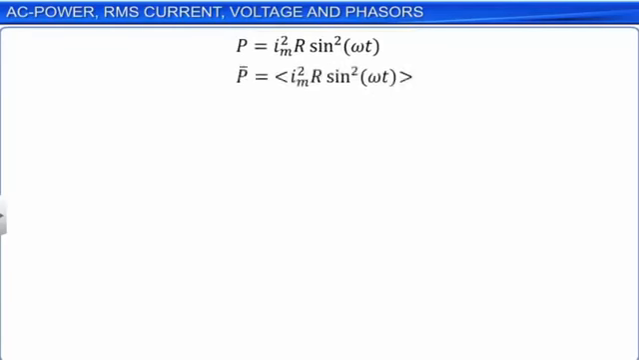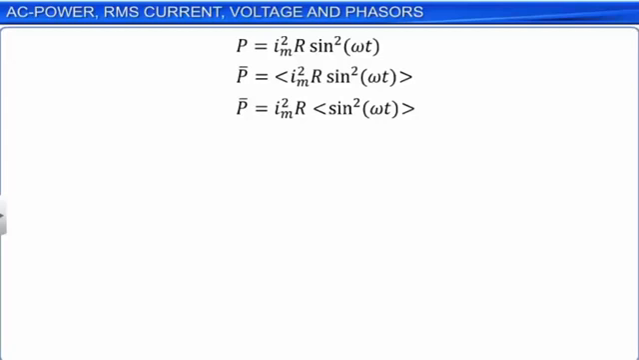If we average the instantaneous value of power over an entire cycle, we can write the expression as shown. Here, the quantity P bar denotes the average value of power. Conventionally, an average of values is shown with a bar over the quantity symbol. The angular brackets denote the average of the quantity inside the brackets. As the quantities Im and R are both constant, we can take them out of the angular brackets while computing the average value of the expression. Now, we have to calculate the average value of sine squared omega t in order to compute the average value of the expression.